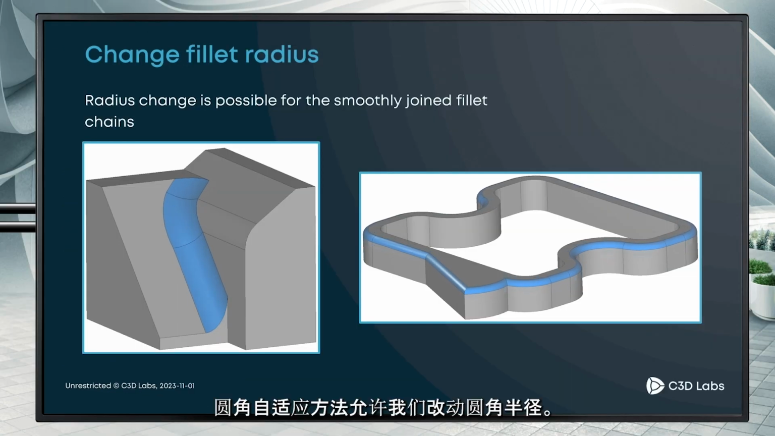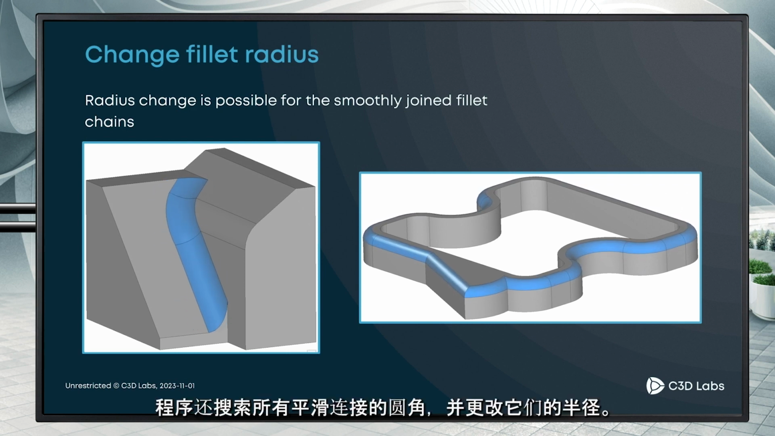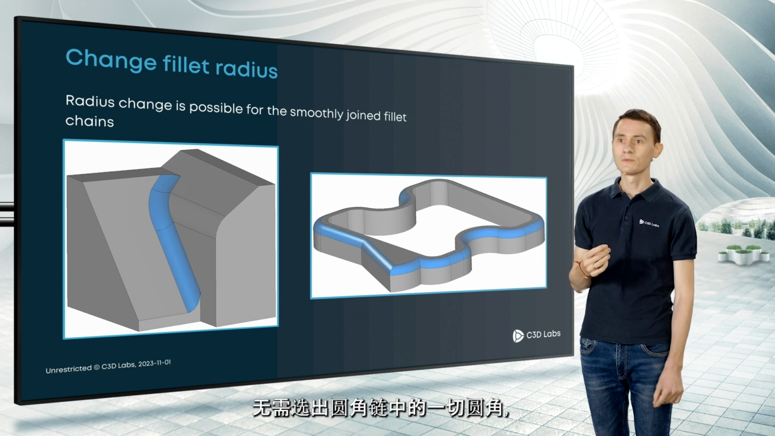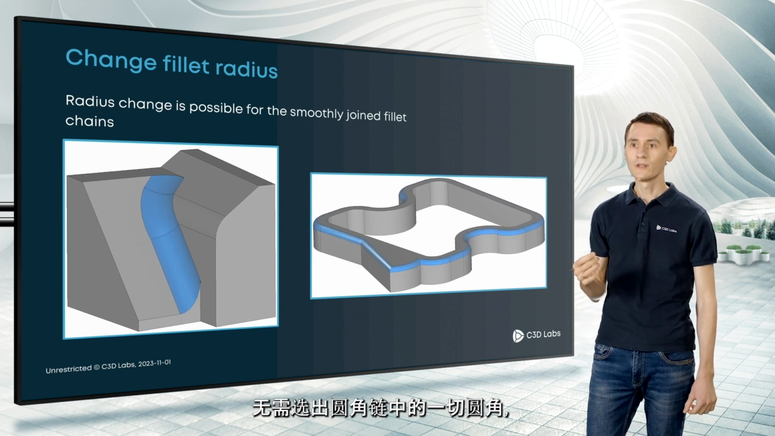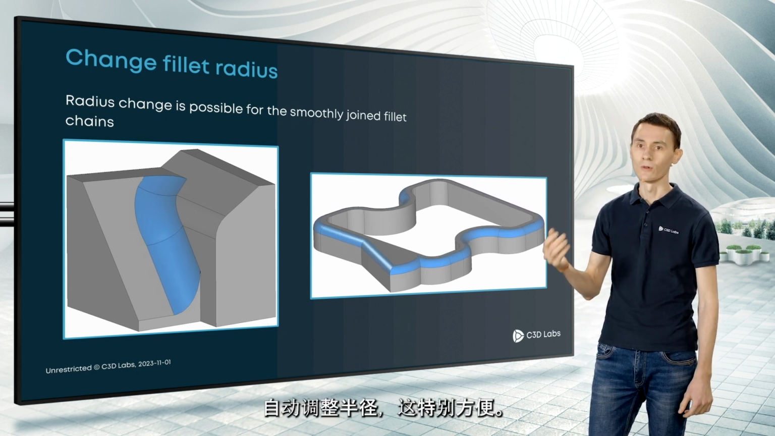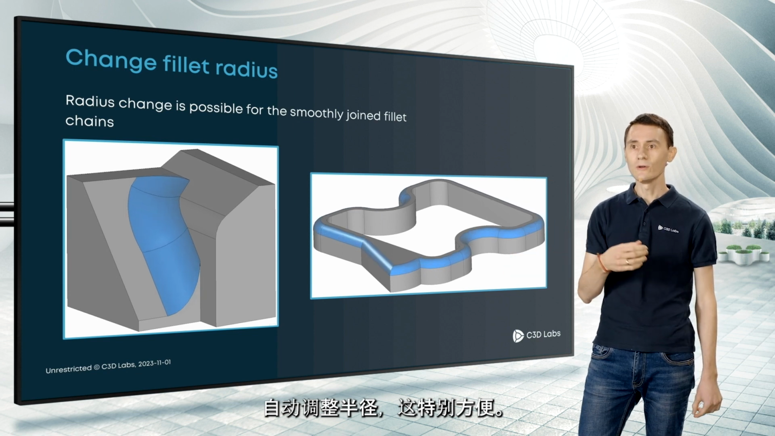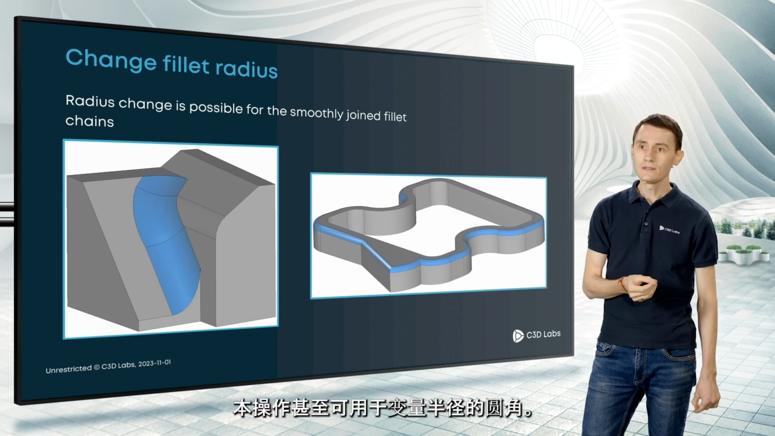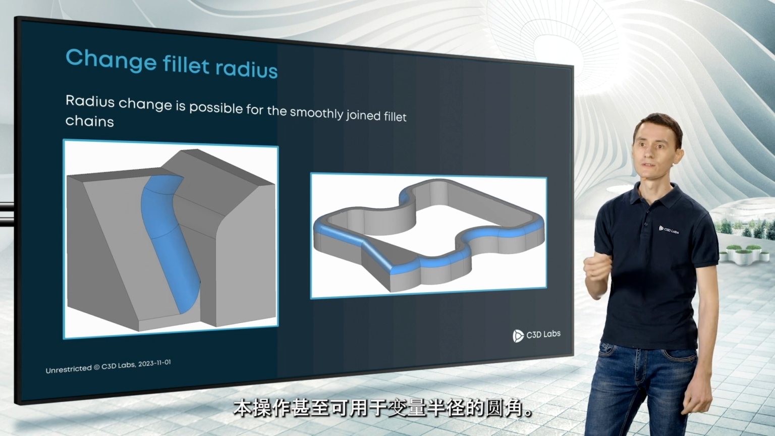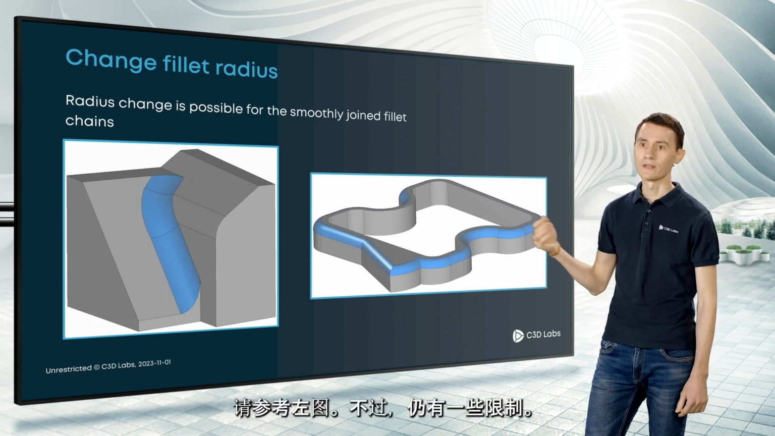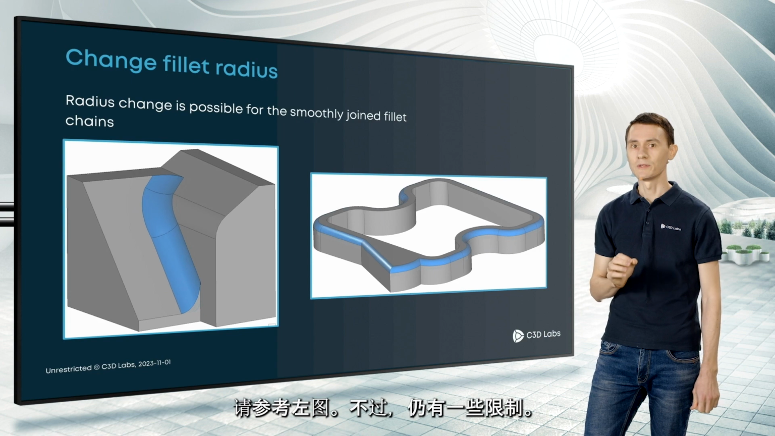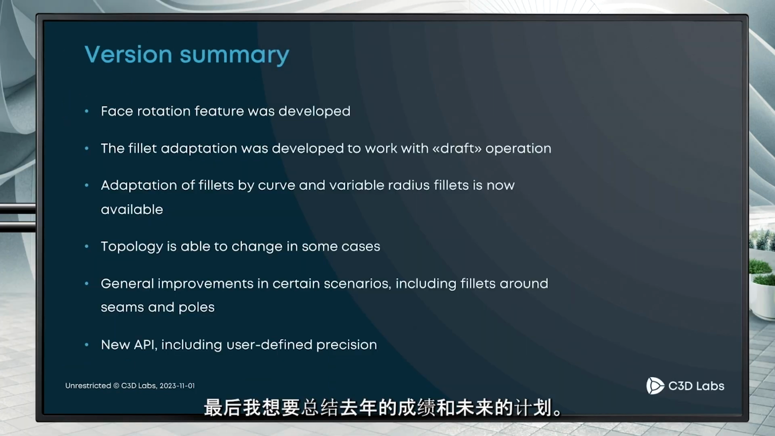Our fillet adaptation approach allows us to change fillet radius. The algorithm searches all smoothly connected fillets and changes their radii as well. It is convenient because for a long chain of fillets, there is no need to select them all, as you can see on the right picture. They all still will be modified. This operation can be applied even to fillets with variable radius, as shown on the left, but still with some limitations.